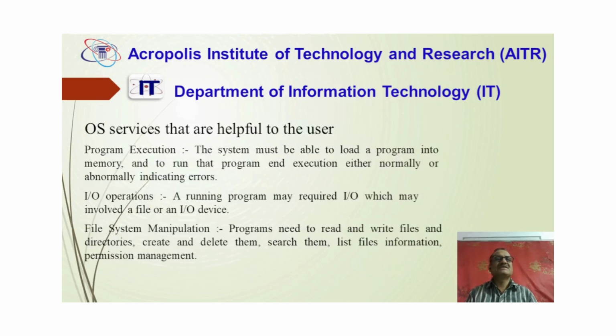Program execution: the system must be able to load a program into memory. As and when it is going to execute, that program needs to be loaded into memory, and then it needs to be run, and after execution its output is required. So all program execution requires operating system services. In case of error detection, error correction, any anomalies, there are various hurdles for program execution, all of which will be managed by the operating system.